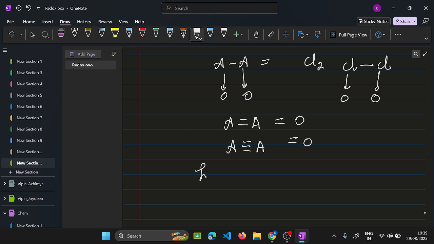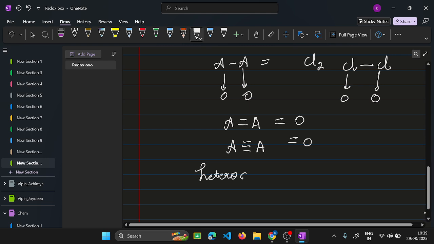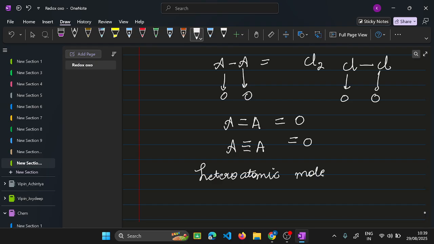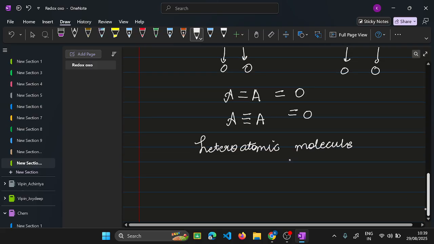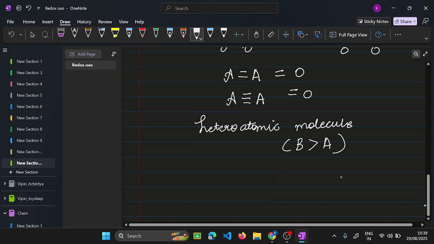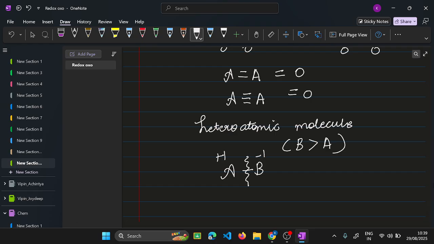Now, what are heteroatomic molecules? Heteroatomic molecules are those which have an electronegativity difference, like the example of HCl. Suppose I'm taking AB, and I'm assuming that B has more electronegativity than A. Now, if I break the bond, this will get -1, this will get +1, right?